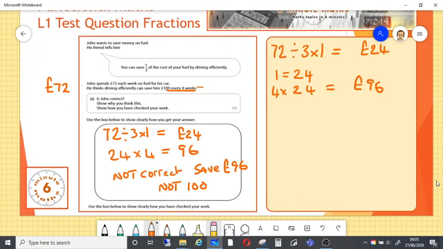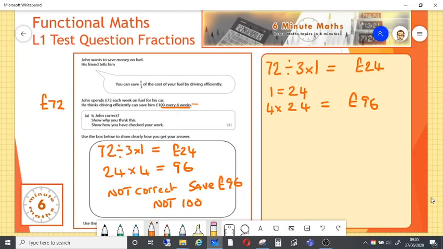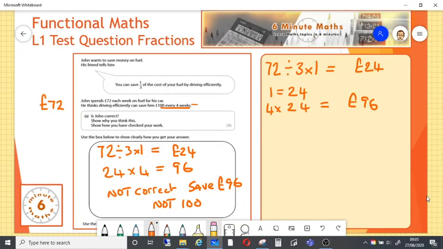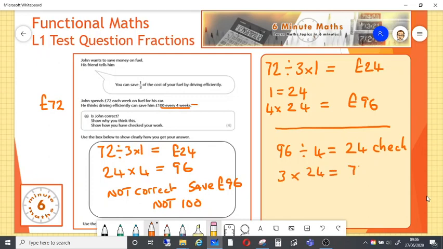So the examiners want to see that you're able to do a suitable check, so always make it very clear. And there's a number of checks we could do here. We could do 96 divided by 4 equals 24. That could be a check. Or we could also do 3 times 24 equals £72, or 72 divided by 3 equals 24. And that's it.